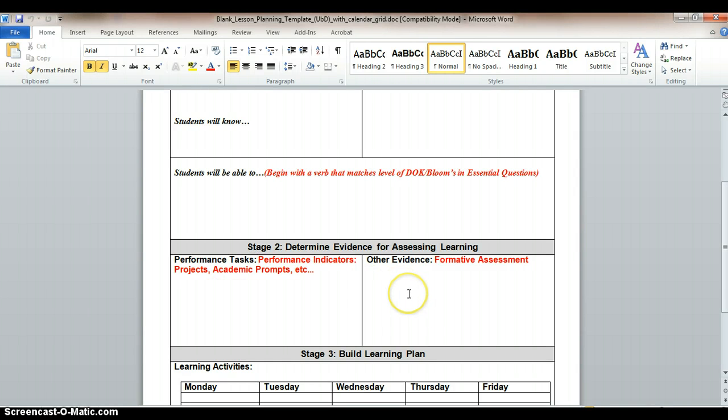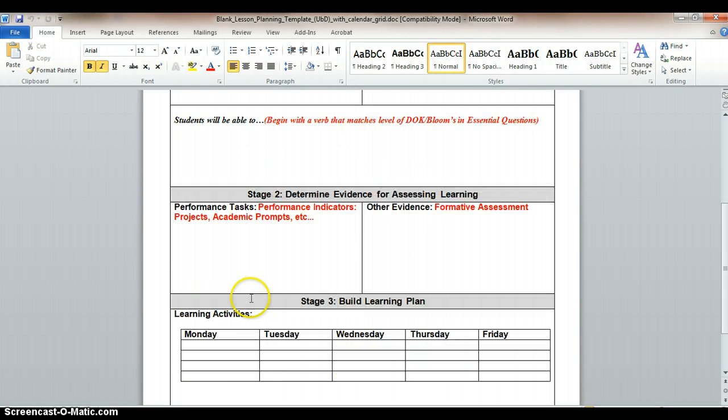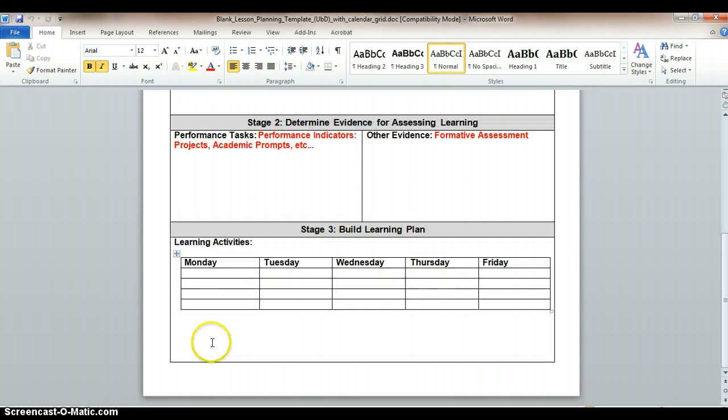Performance task and other evidence. The reason this is here rather than direct and indirect evidence is maybe because in your building, in your grade level, you use the language of performance task rather than direct evidence, and you use other evidence rather than indirect evidence. And then I kind of like the way that she set up these activities in a Monday through Friday format, thinking about it that way.